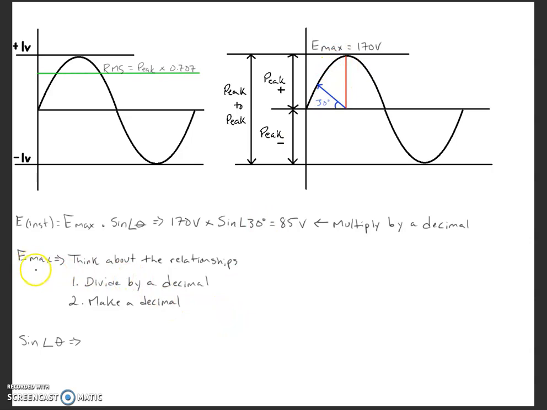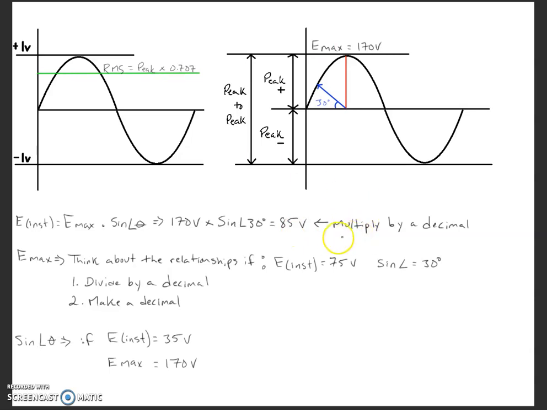So if I want to find Emax, again, think about the relationships. Divide by a decimal, and how to make a decimal, right? For the sine of angle theta, you're going to need your instantaneous voltage and your maximum voltage, and you're going to have to make a decimal out of them. So you'd have to ask yourself, how am I going to stack these numbers to create a decimal? There's only one way to do that. So that's what you want to be looking for. This is the perfect kind of exercise for getting into that kind of thinking.